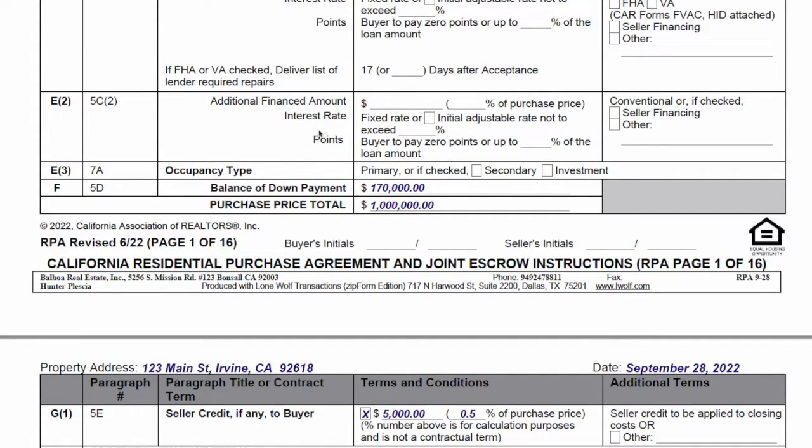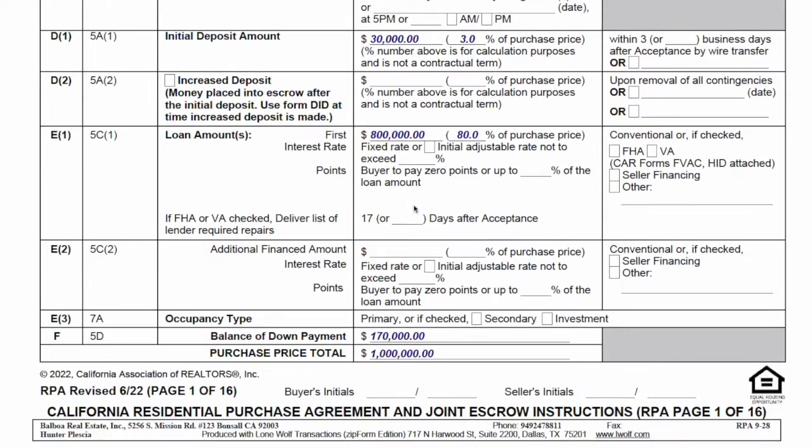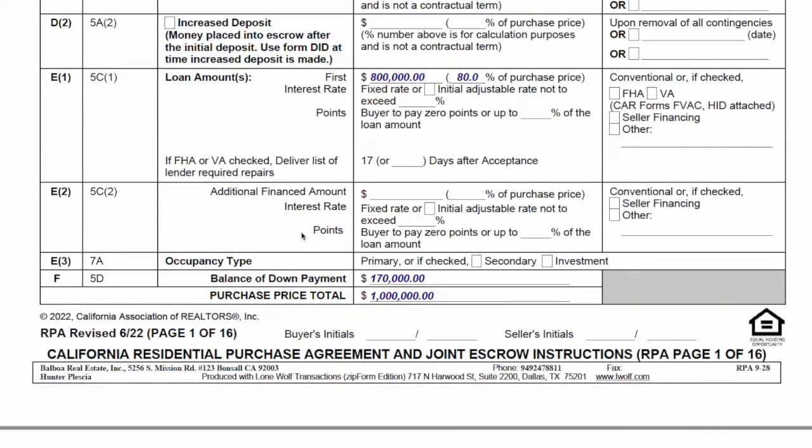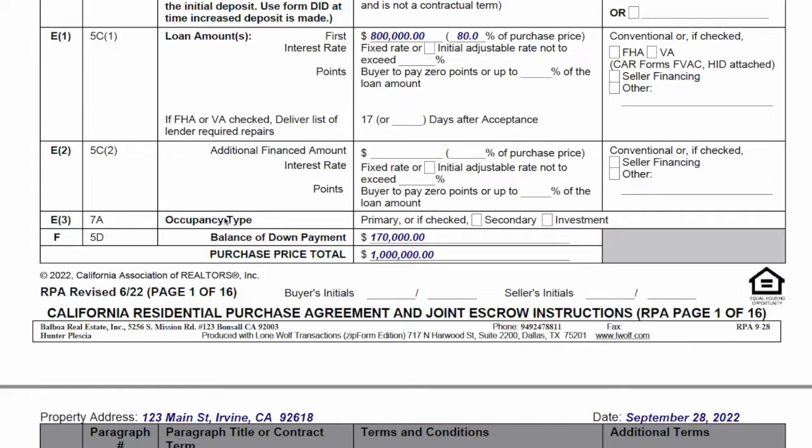If there's a second mortgage or a seller carryback for a portion, or something in addition to this first loan, you'll enter it here. Again, this is not often used, but if you have a second mortgage, this is where it goes. Occupancy type. By default, this is going to be owner-occupied, primary, if checked. Now, you can check secondary if it's a second home or investment property. I wish they wouldn't split this up, but they did. Either way, you'll check the respective box if it's not an owner-occupied property.